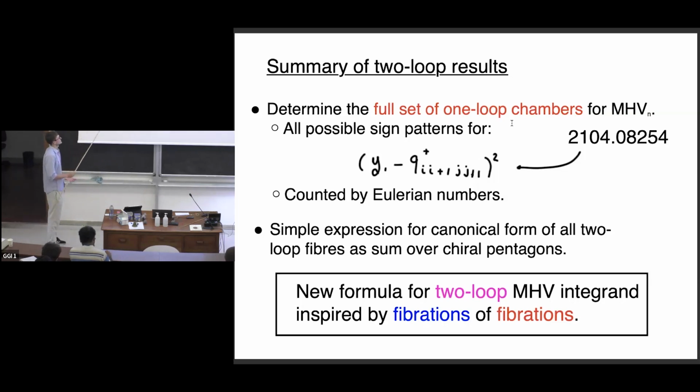We got simple expressions for the canonical forms of all two-loop fibers as a sum over chiral pentagons and chiral boxes. And finally, we had a new formula for the two-loop MHV integrand for all n, inspired by this fibrations of fibrations idea.